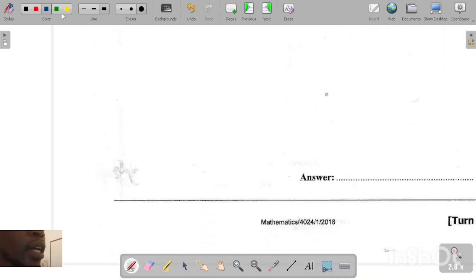So the answer is A union B intersect C complement.